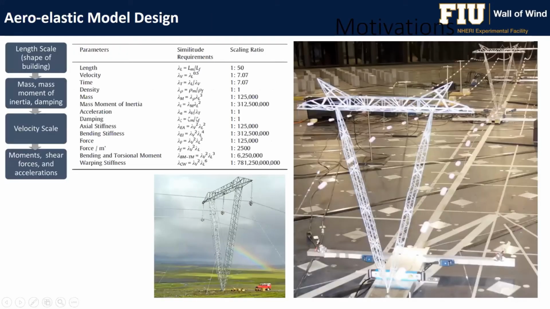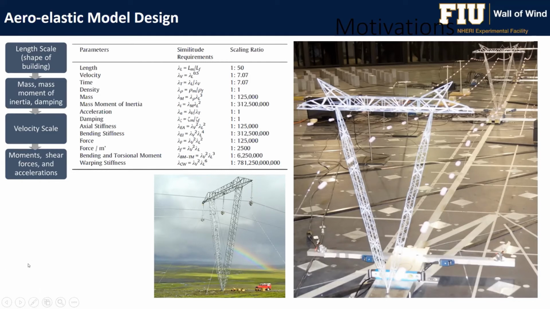Okay, next please. Structural design or aeroelastic model design is quite an iterative process. We have to satisfy a long list of similarity equations like scaling ratios, starting with the length scale that we chose to accommodate the model. It's basically based on the size of the testing facility and also the size of the structure. We select the mass scaling as well, velocity scaling, and then we need to satisfy the other scaling requirements with respect to the bending stiffness, the forces, torsional stiffness, and so on and so forth.